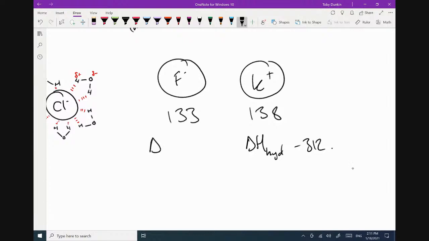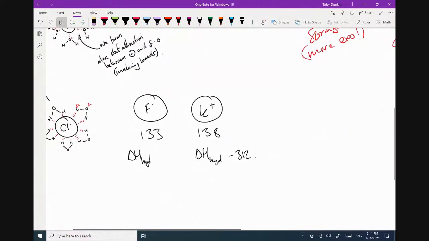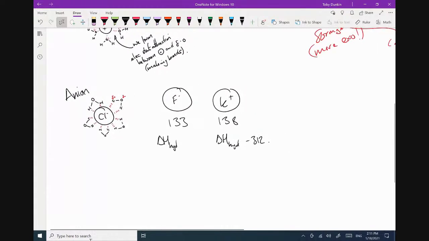What's the delta H hydration for fluoride? I think this laptop is semi-busted right now. It's 515? Yeah, minus 515. Does that mean I was right? It suggests it's forming twice as many. Not twice, almost twice. It's not almost twice, 66%.